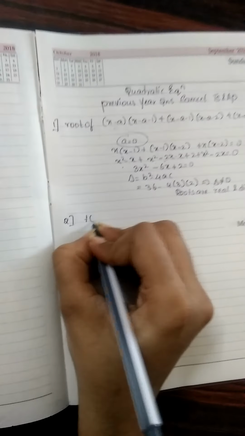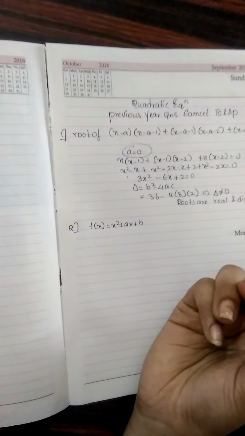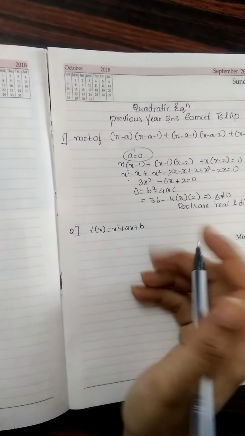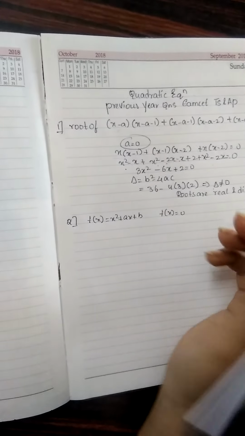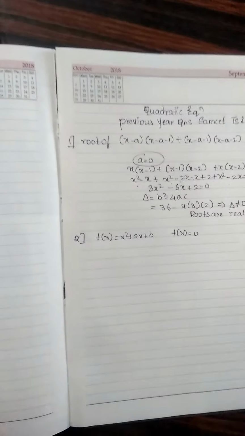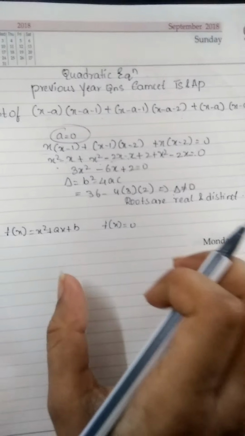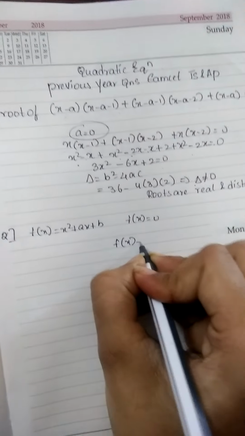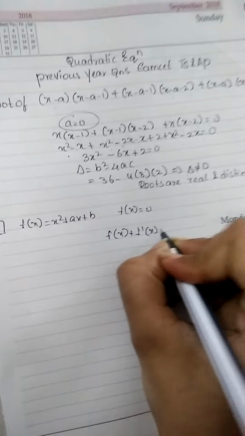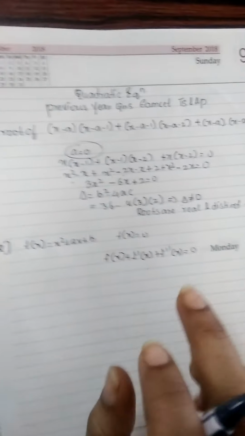So f of x is equals to x square plus ax plus b. Okay, so they have given you this function where f of x is equals to 0, and they have also said that all its roots are imaginary. We need to find the root of f of x plus f dash of x plus f double dash of x is equals to 0. So we need to find the root of this equation.